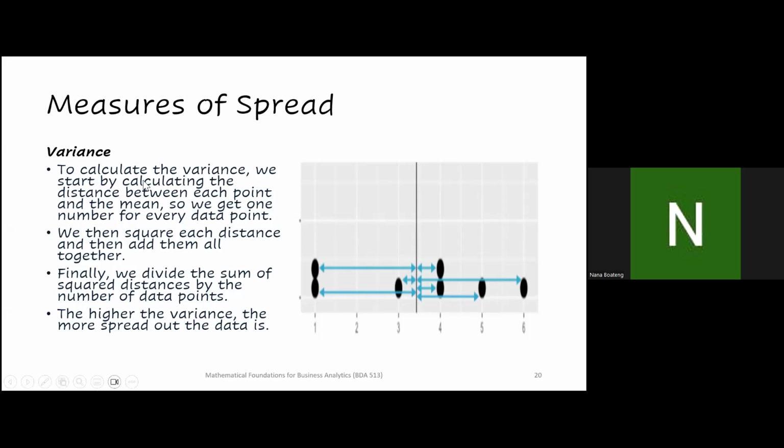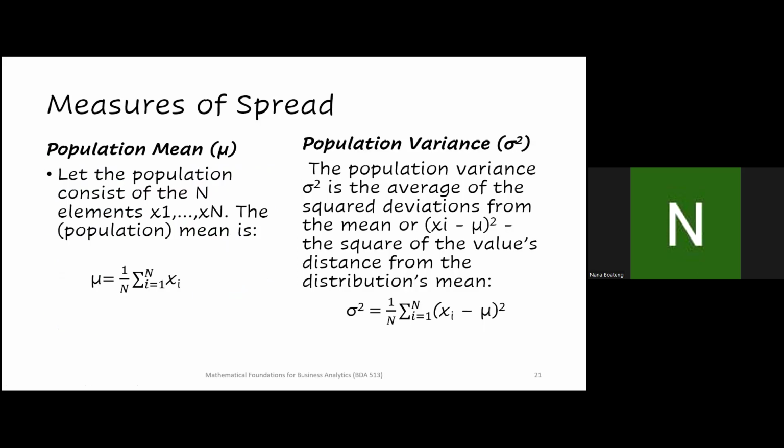So to calculate the variance, we start by calculating the distance between each point and the mean, so we get one number for each data point. We then square each distance and add them all together. Finally, we divide the sum of squared distances by the number of data points. The higher the variance, the more spread out the data is, and the smaller the variance, the more compact it is. So let's look at the mathematical formula.